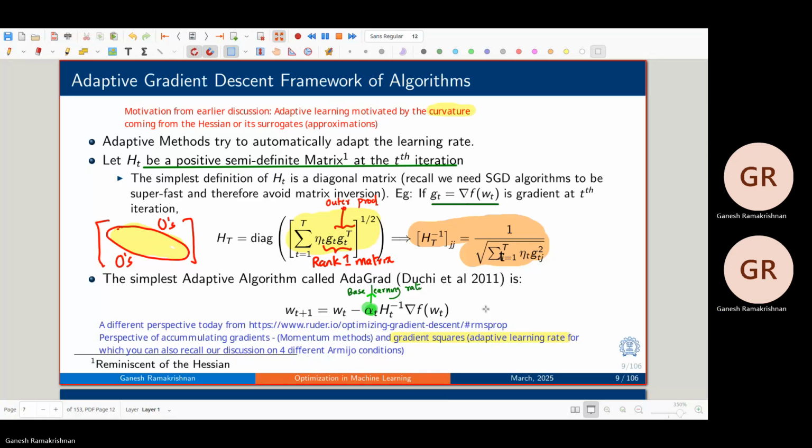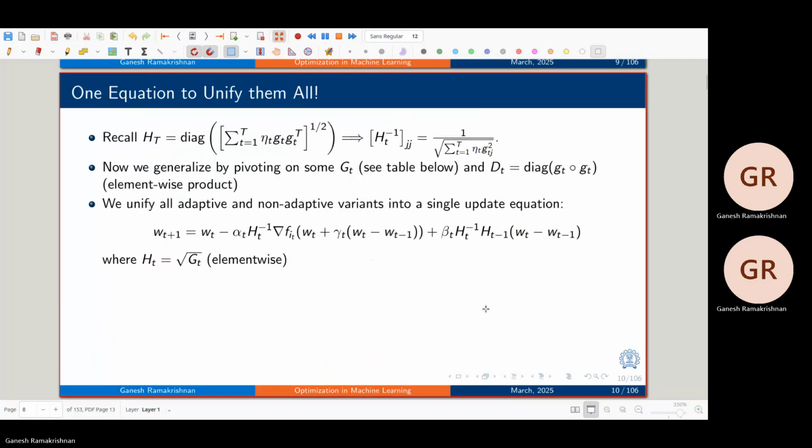Sorry? HT inverse into HT minus 1. So did I miss a minus 1 there? Okay, I think I missed a minus 1 there. Thanks. On the board I have missed; it's there on the slide. Is that okay?